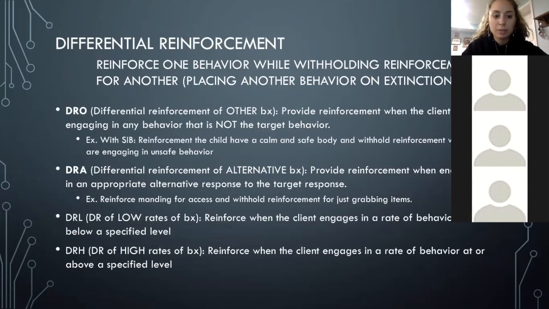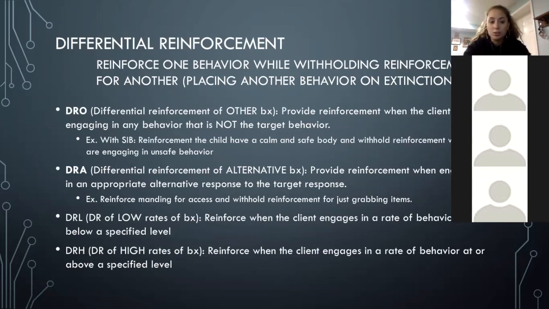Differential reinforcement. This is basically where you're going to reinforce one behavior while simultaneously placing another behavior on extinction. And we'll talk about extinction in just a second. And I think that'll be the last thing we talk about today. So we've got a DRO and a DRA. There's a DRL and a DRH that we'll talk about, but the DRO and DRA is what we use the most.